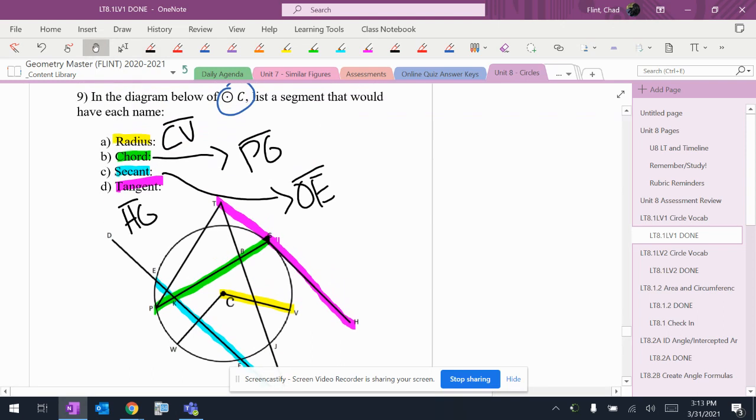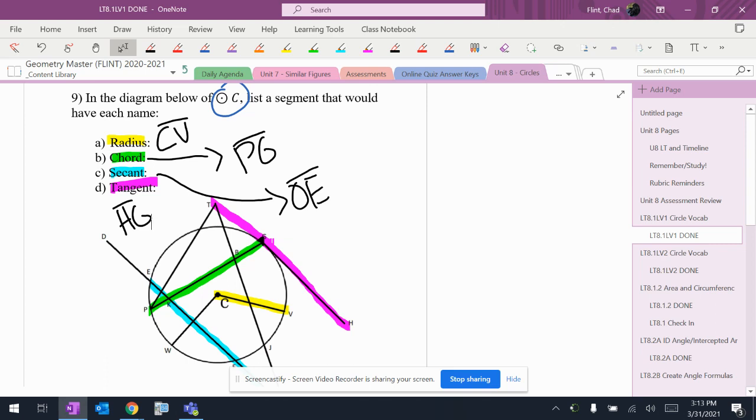So there is an example of a radius. There's one more radius in there. A chord. There are 1, 2, 3 more chords, it looks like. All right, 3 more chords. Secant, there's one more. Tangent, there isn't any more.